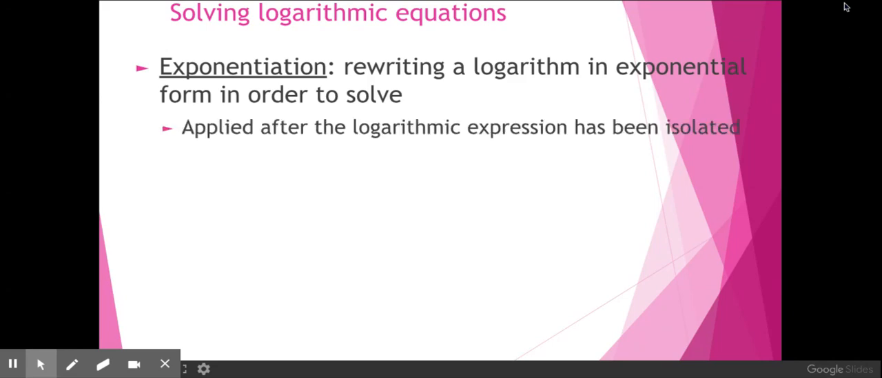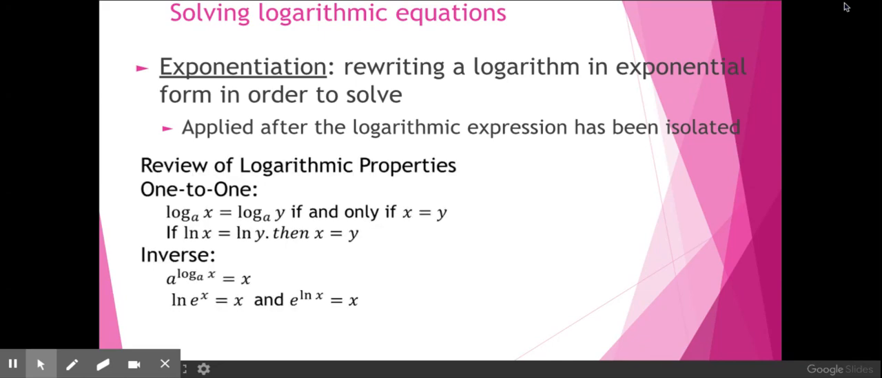It's applied after the logarithmic expression has been isolated. So just like with exponential equations, when we wanted to get the base and exponent alone, we want this log to be completely alone. And then once again, we're going to review the log properties. You don't have to write these down. They should already be in your notes. But the two we're going to use are the one-to-one and the inverse property.